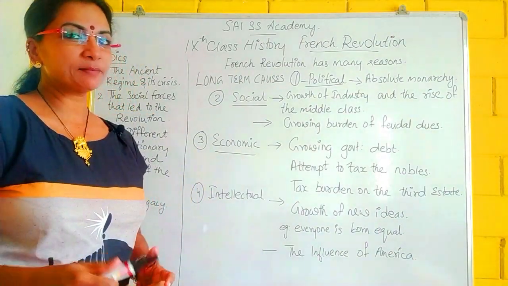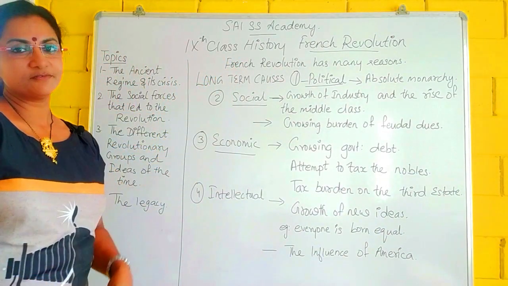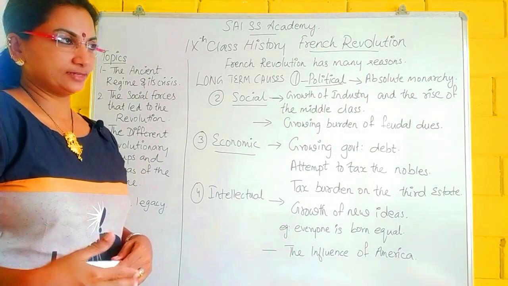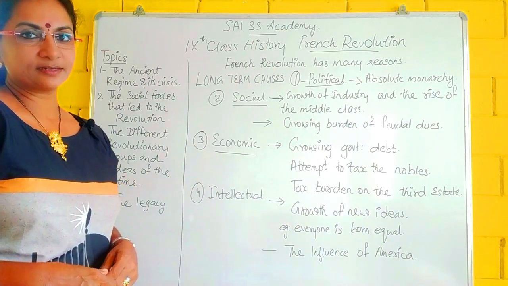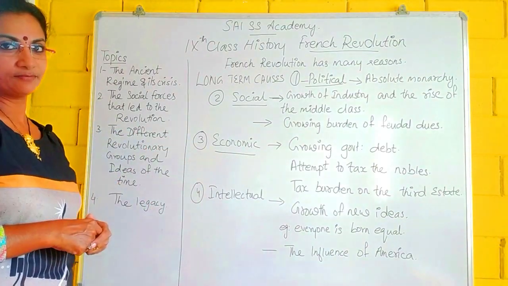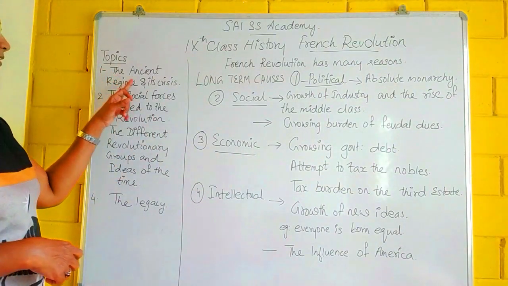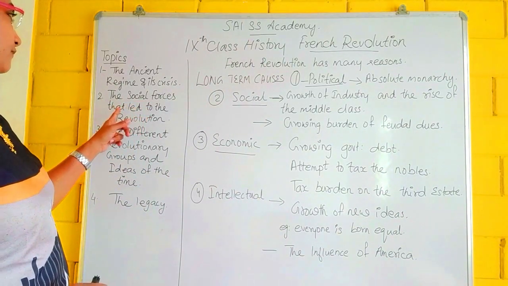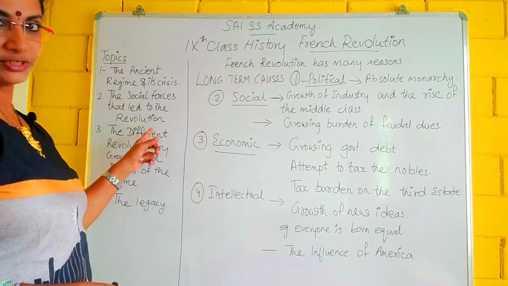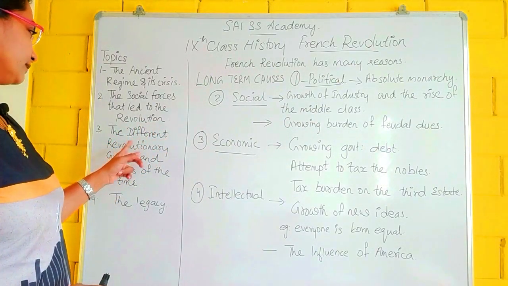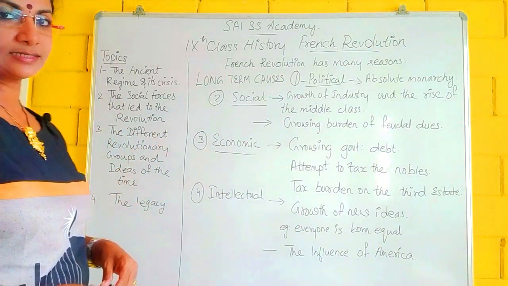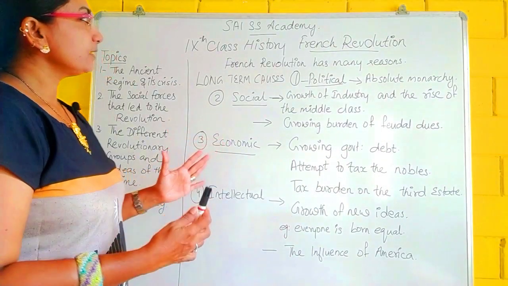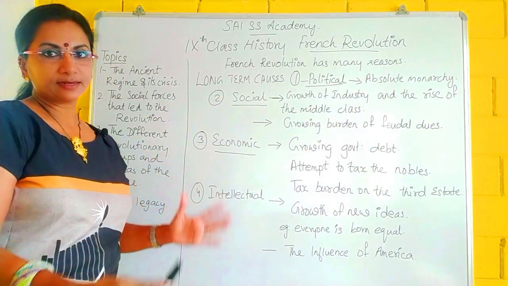Okay children, today I am going to take the 9th class history, French Revolution. I will say the introduction of that. In our chapter, 4 topics are there in the French Revolution. First topic, the ancient regime and its crisis. Second, the social forces that led to the revolution. The third one, the different revolutionary groups and ideas of the time. And fourth, the legacy. Here, the French Revolution has many reasons.